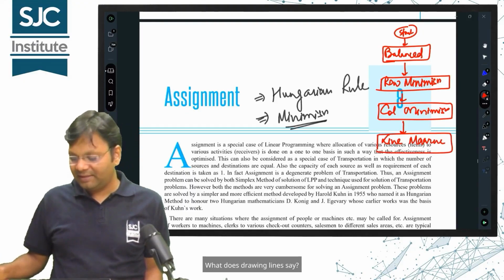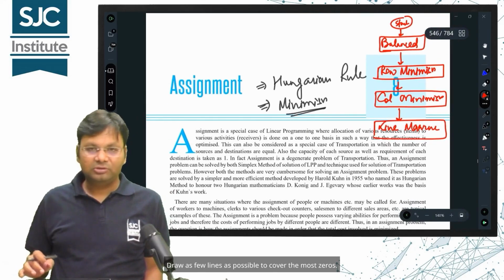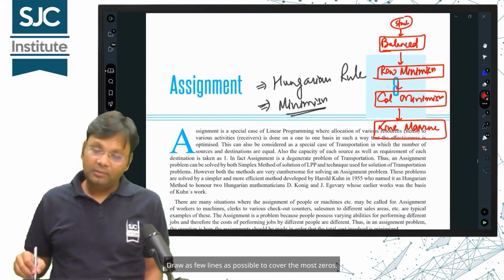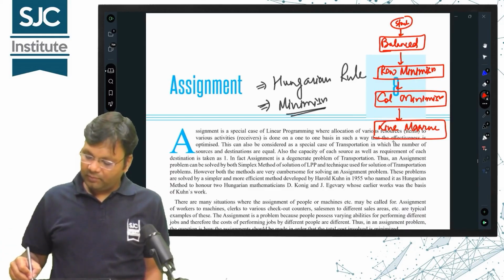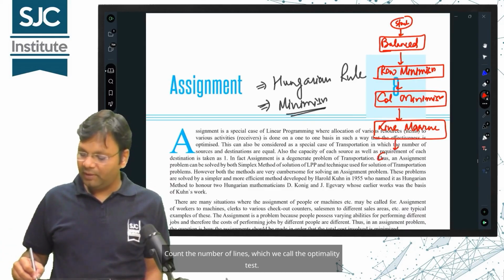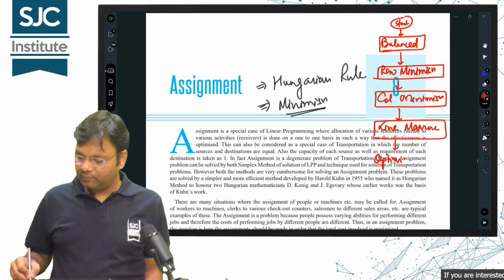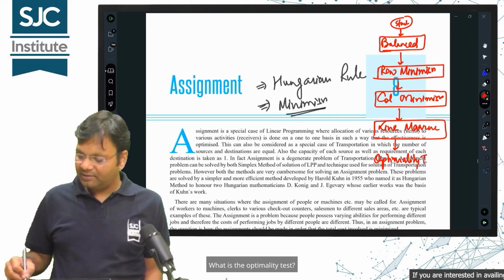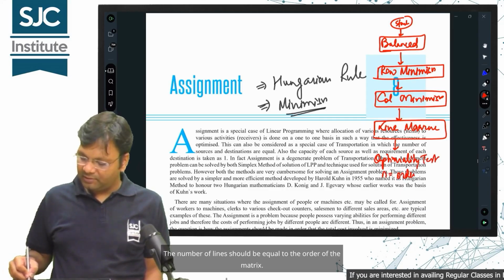What does drawing lines say? Draw as few lines as possible to cover the most zeros. Then we count the number of lines, which we call the optimality test. What is the optimality test? The number of lines should be equal to the order of the matrix.